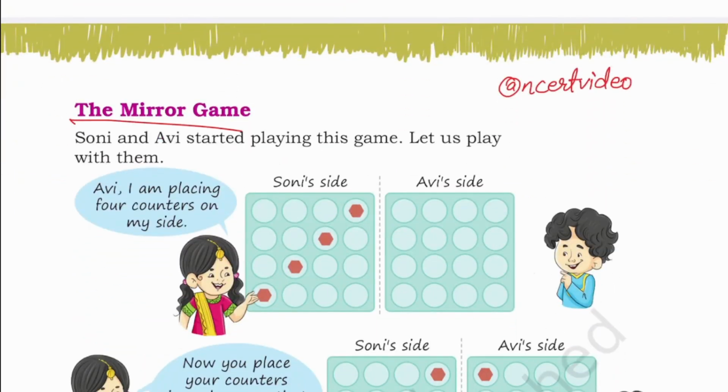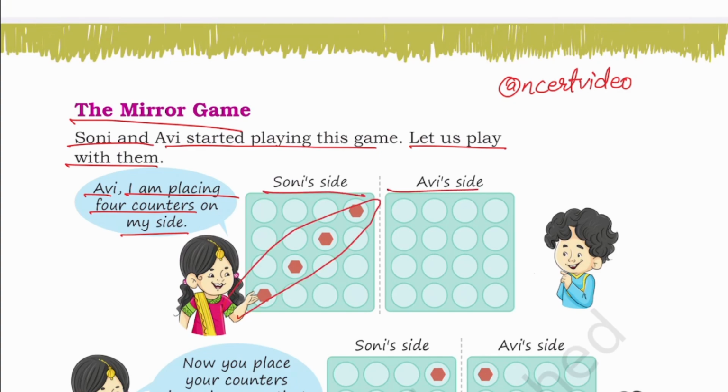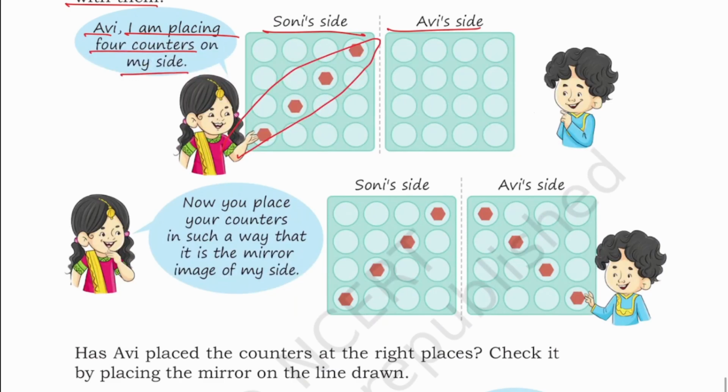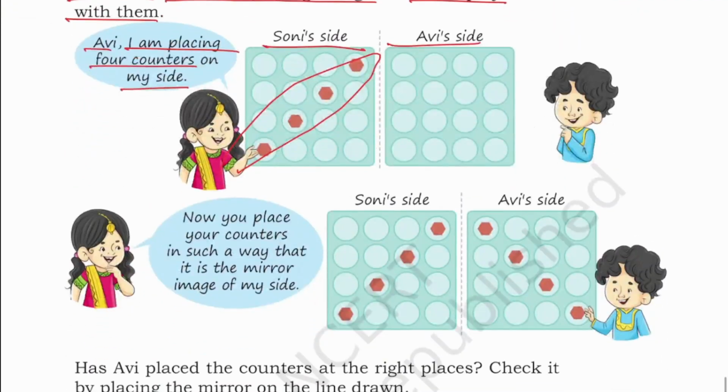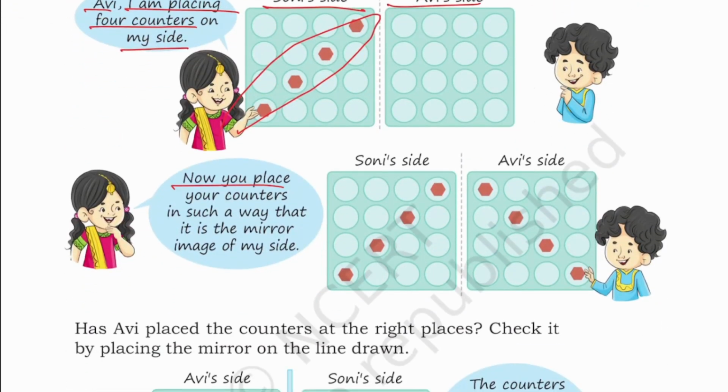The mirror game. Sony and Avi started playing this game. Let us play with them. Avi, I am placing 4 counters on my side like this. This is Sony's side. Avi's side is now empty. Now you place your counters in such a way that it is the mirror image of my side.